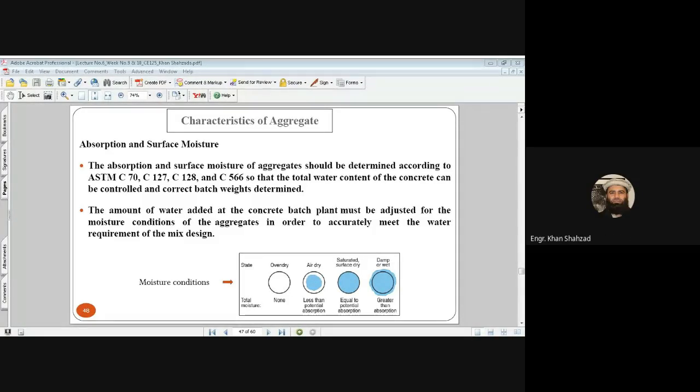अगर एग्रीगेट्स में वाटर एब्जॉर्प्शन हो तो what we need to do? The aggregates which we are using in the concrete, as it has already absorbed some water, or if there is some water on the surface of these aggregates, so how it will affect the concrete workability, the concrete strength, and the concrete durability.